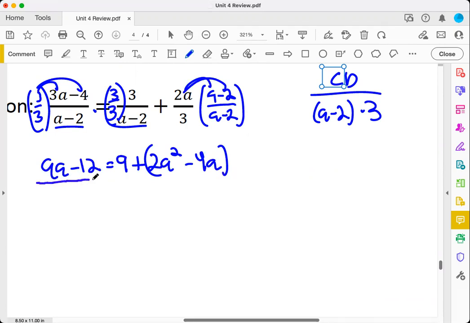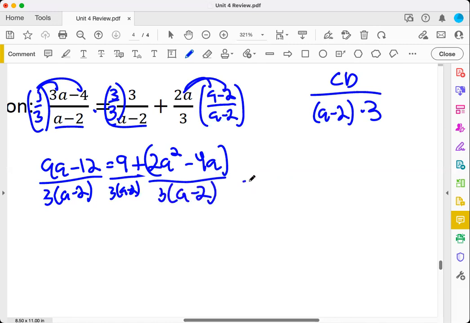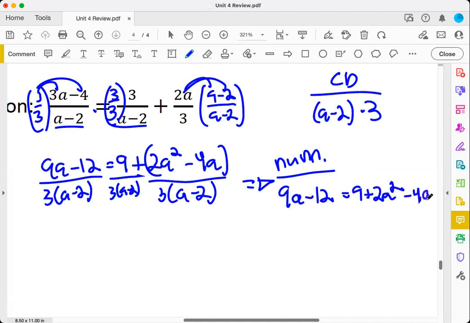And again, I said this in class the other day. You can be lazy with confidence if you know that you did this right. But if you feel as if it would help your mental checklist, like, oh yeah, everything does have 3 and A minus 2, if you really want to write that out under all these fractions, by all means. But eventually you're just focusing in on the numerators, which are just going to say that you have 9A minus 12 equals 9 plus 2A squared minus 4A.